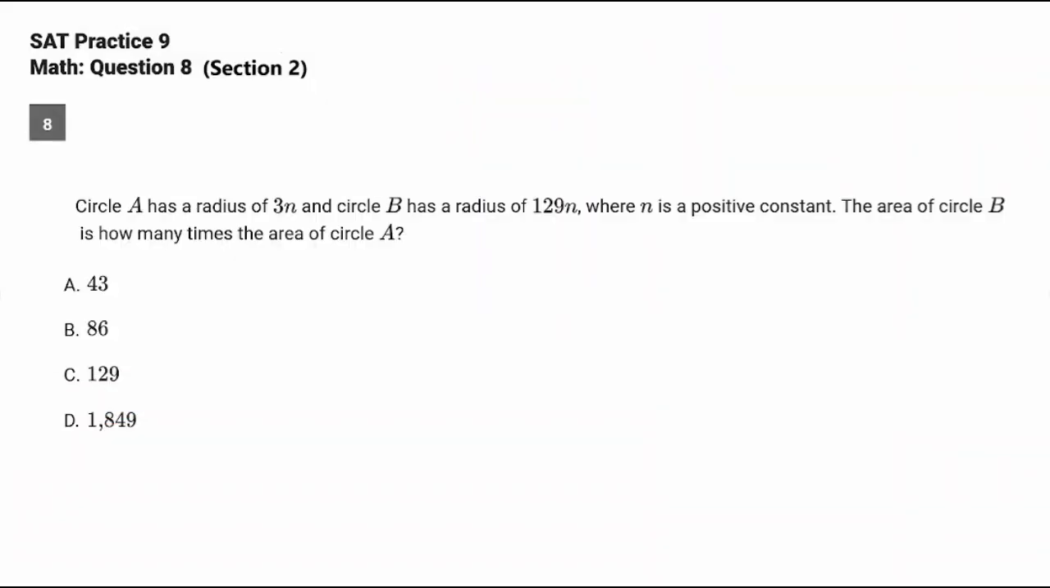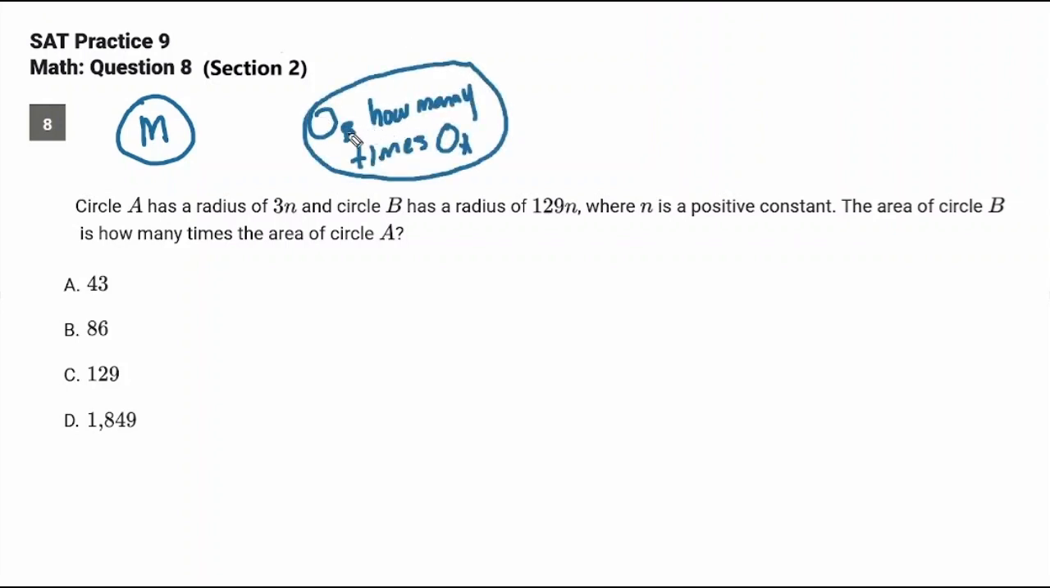We're on SAT Practice Test 9, Math Section 2, Question 8. What's the level of difficulty here? It's medium. This is the last medium problem that you're going to see on the SAT. Everything from here on out on Section 2 is going to be hard or crazy hard. Circle A has a radius of 3n and circle B has a radius of 129n, where n is a positive constant. The area of circle B is how many times the area of circle A? So I'm going to write down what I'm looking for. Doesn't have to be fancy. Circle B, how many times circle A?